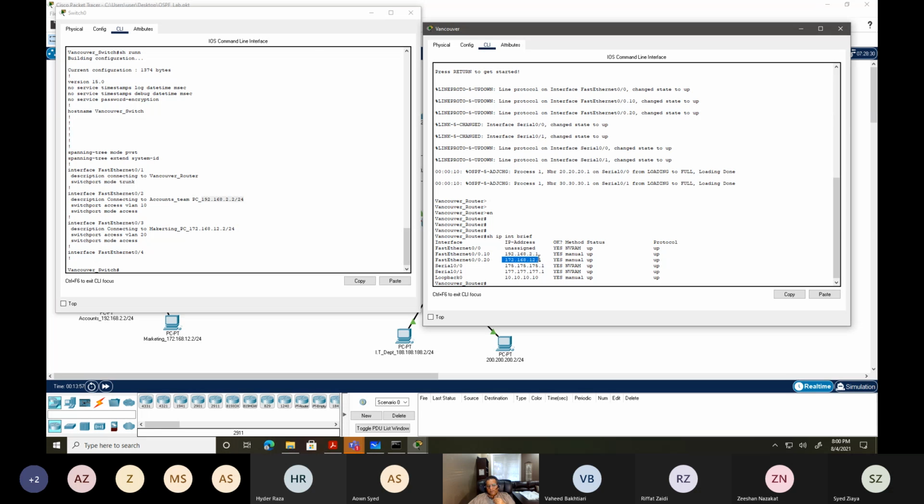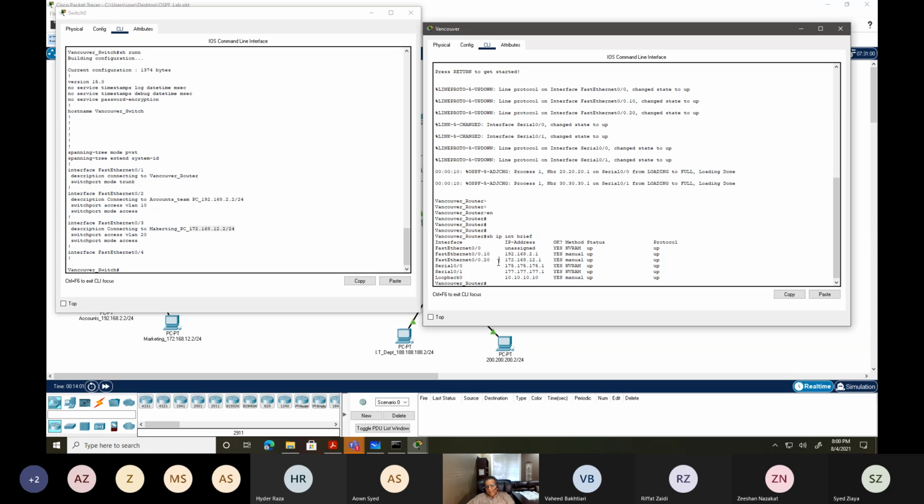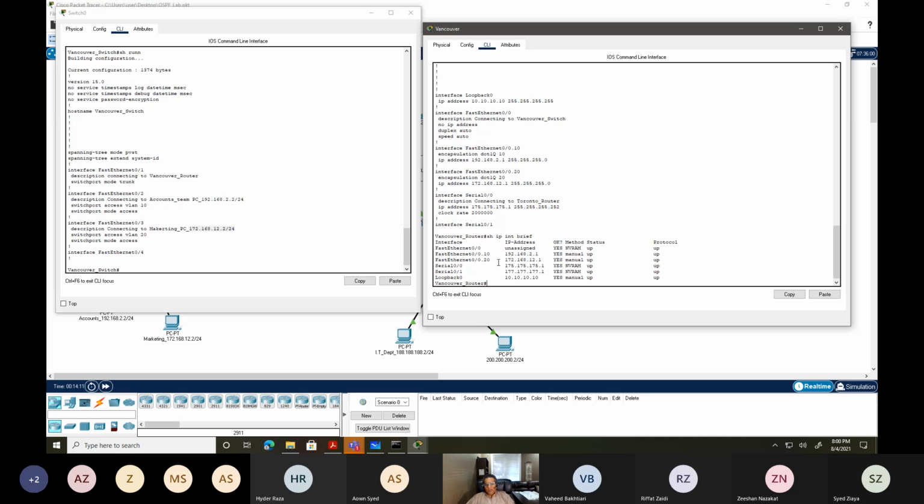This is the default gateway for this person. But how would the router know? Let me just show you how I did it. This is how I did it.